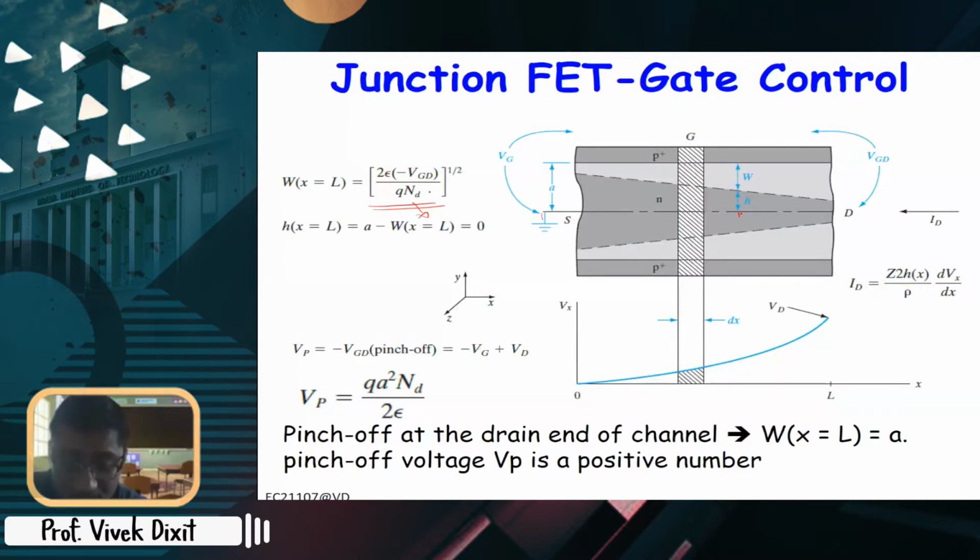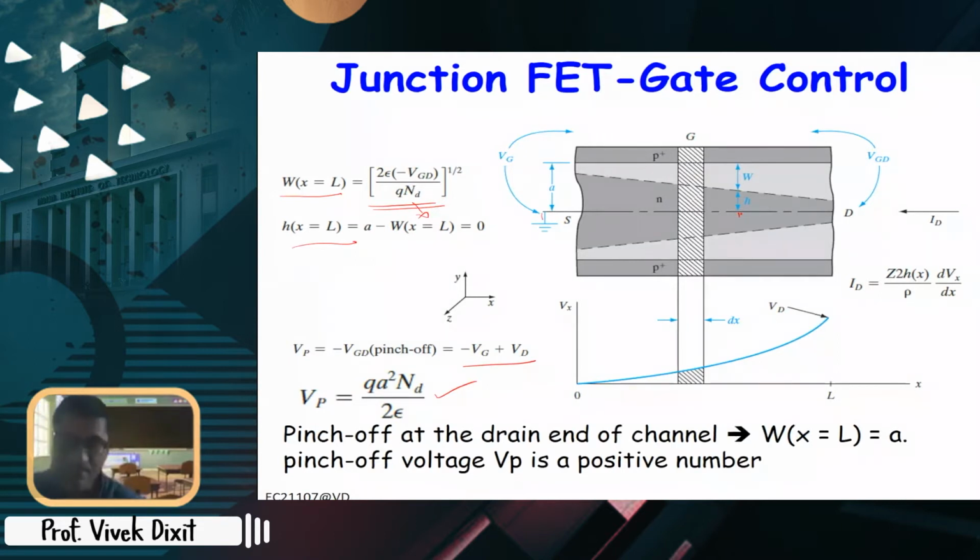Now, the voltage at which this depletion width is equal to A, right? We call it the pinch off voltage, right? So V pinch off can be obtained from here. V pinch off will be A square q Nd by 2 epsilon, right? So A square q Nd by 2 epsilon will be V pinch off. And V pinch off is what? Minus VGD, right? So that is VD minus VG. So this is the pinch off voltage.